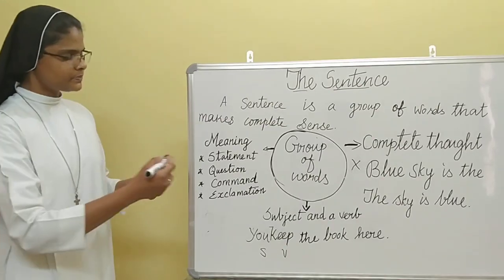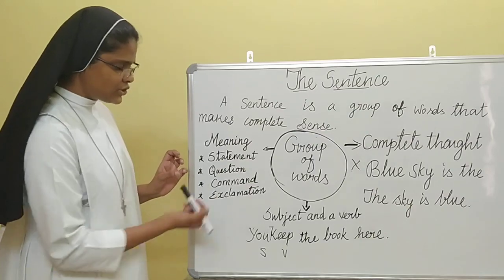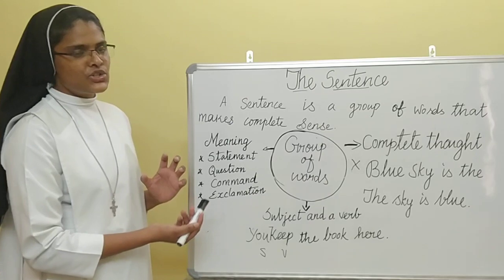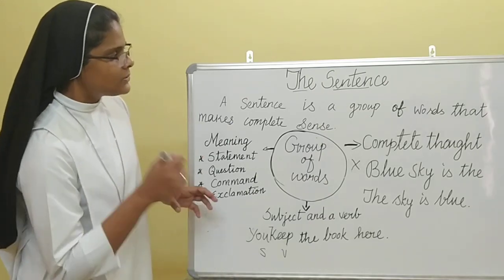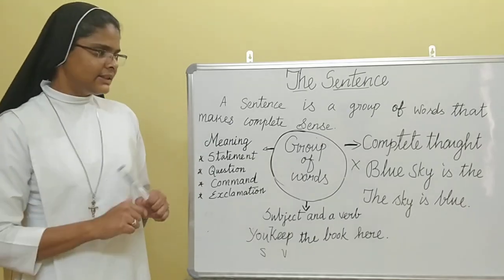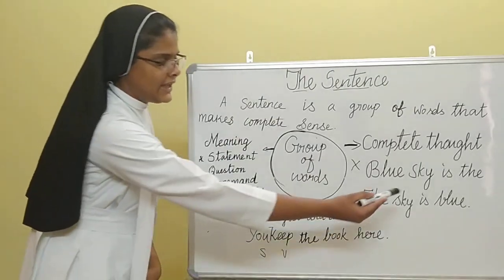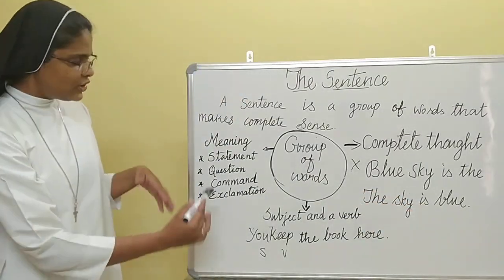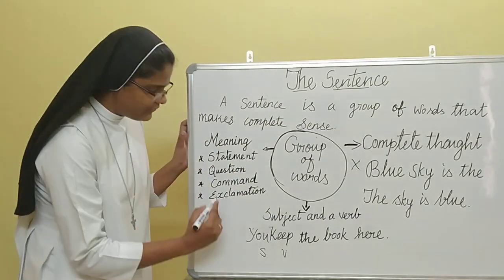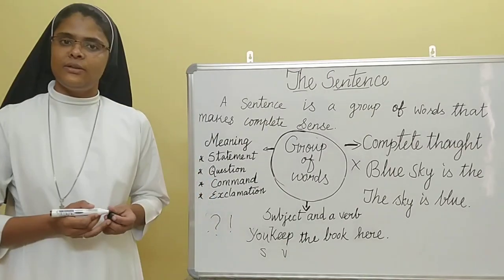The third one, it gives a different meaning, like a statement, question, command, or exclamation. So it gives different kinds of meanings. One more thing we should remember while writing a sentence is that the sentence begins with a capital letter and ends with a full stop. And also, according to the meaning of a sentence, it will finish with a question mark as well as an exclamation mark.